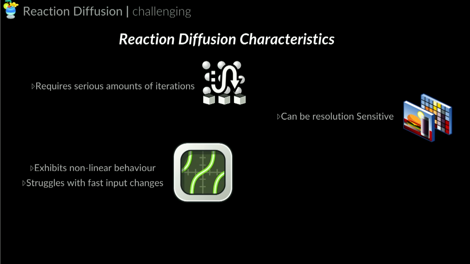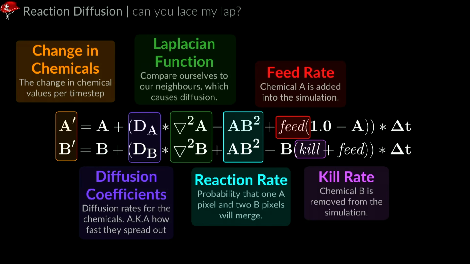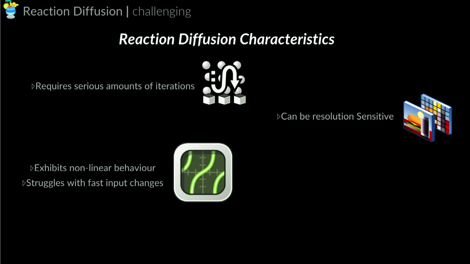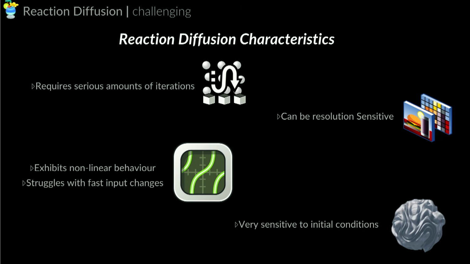Reaction diffusion has certain characteristics which make it difficult to manage and somewhat challenging to art direct. As a caveat to those looking to make this sort of thing, some of the things you might run into are that it requires a lot of iterations. It works at the pixel level, so as you can imagine with a large image, things need to go a lot faster. It can be resolution sensitive, depending on the implementation, but I had to do some work to fix this. It exhibits non-linear behavior, meaning that just because you drag a slider smoothly doesn't mean that it will go smoothly within the reaction. Because of that, it struggles with fast input changes as well. And it's also sensitive to initial conditions.